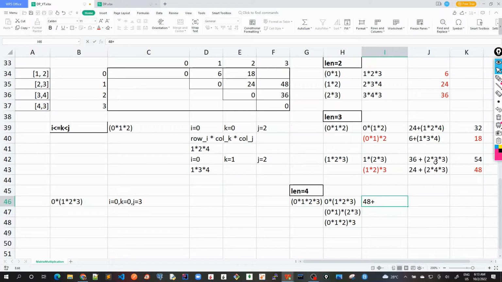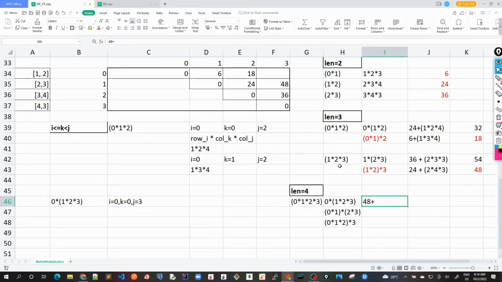As we have seen in our previous case for length equal to 3, we start with i equal to 0, k equal to 0, and j equal to 3. 3 is the last, fourth matrix. And we have to move from k equal to 0 to k equal to 2, because k should be less than j. So for this scenario, i and k are both at 0, which is the 0th matrix, and the remaining is the right side of all those matrices.